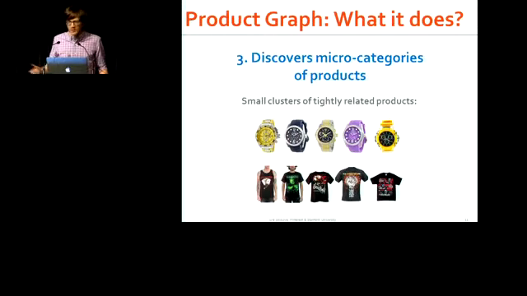Another thing that will come as a side benefit is that we will be able to infer very tightly knit, what we will call micro categories of products. These will be small sets, micro clusters of products that are very much related. Here I'm showing just some examples, like black t-shirts with a big logo in front, or something very specific, like colorful sports watches and things like that.